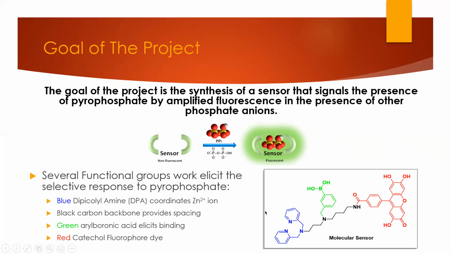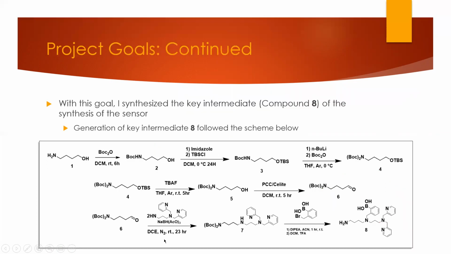The black carbons provide correct spacing to allow correct conformations of the changes from non-fluorescent to fluorescent response, and that provides correct conformation. The green arylboronic acid elicits binding of the fluorophore upon addition of pyrophosphate, which aids in response. And finally, the red catechol dye, as we have described here, or red catechol fluorophore dye, will allow for correct fluorescence response to be seen.